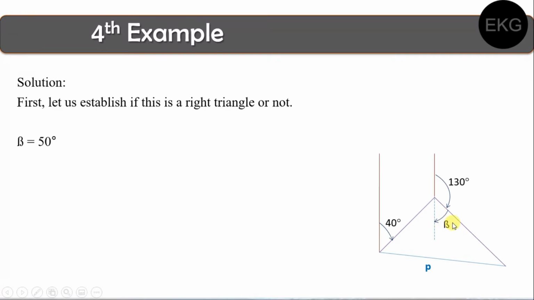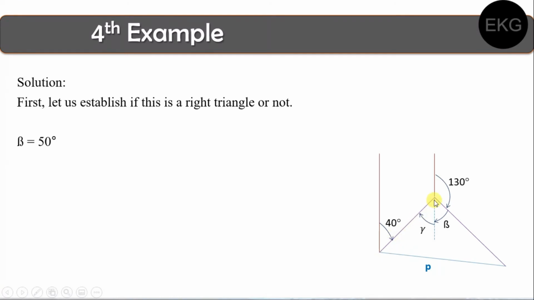Now, this angle, let's call it angle gamma. Kung titingnan mo naman to, this line is vertical. This line is also vertical. Itong vertical line na to, may linya tayo dito. Na-measure natin 40 degrees.